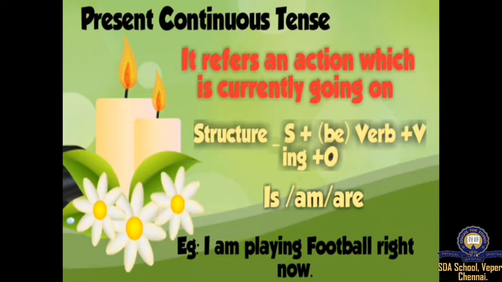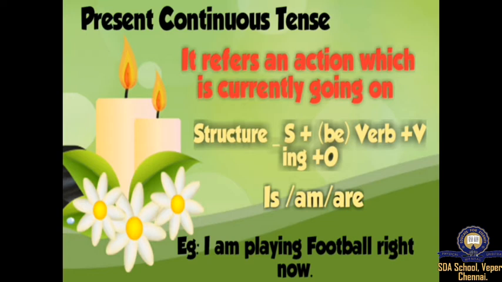Present continuous tense refers to an action which is currently going on, and its structure is subject plus be verb plus V with ing plus object. Be verbs here are am, is, are. Example, I am playing football right now. Here, the action of playing football is still going on. It's not completed yet. Therefore, it's called present continuous tense.